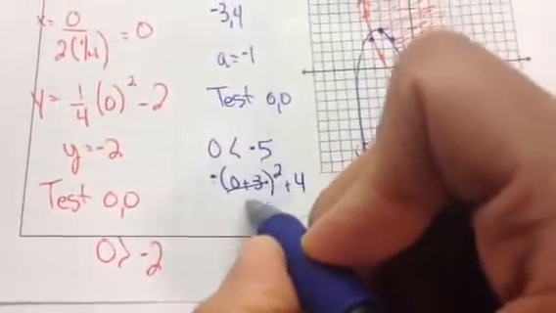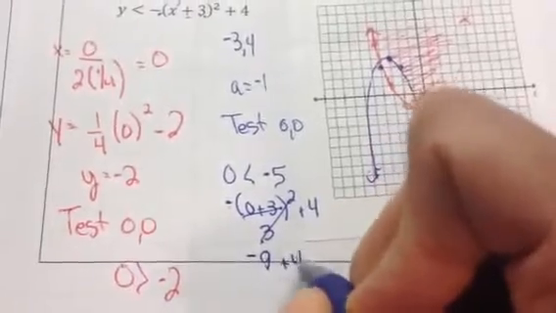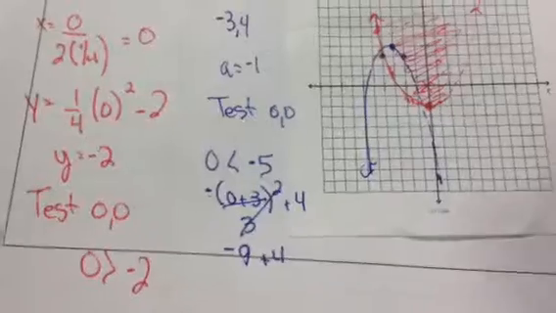So I got 3. 3 squared is 9. Then negative came with it. I added 4, and I got the negative 5. Now, this is not true. 0 is not less than negative 5. 0 is bigger than negative 5.